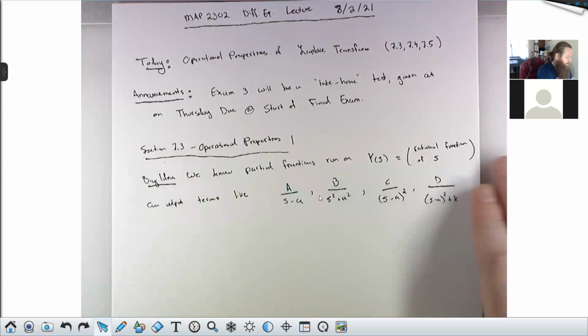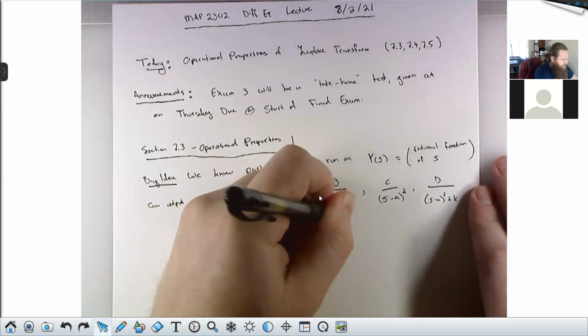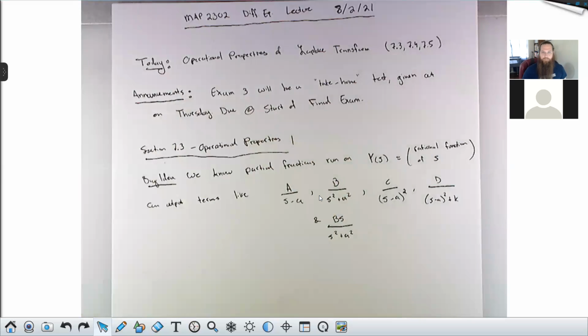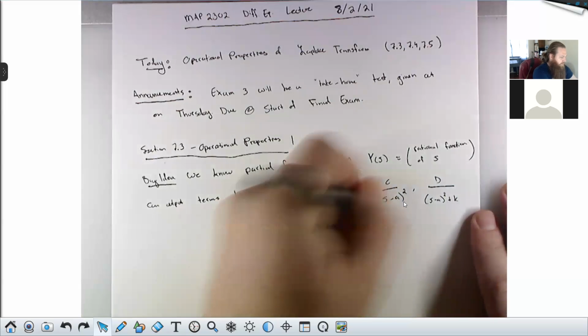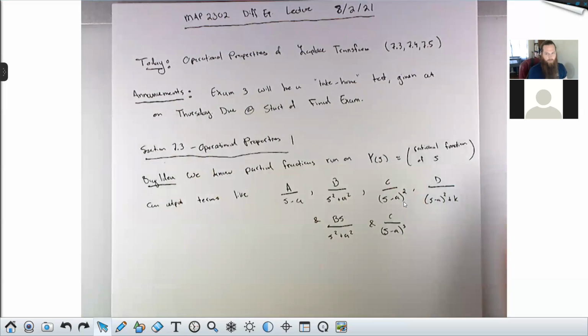I should say maybe it's like b s over s squared plus a squared. So these guys we know how to handle. These are basic exponentials. These are like sines. These are like cosines. But things like this, we really don't know how to handle. And this guy, you could have something like c over s minus a cubed, and so on. So repeated roots, or repeated factors downstairs, yield things like this.